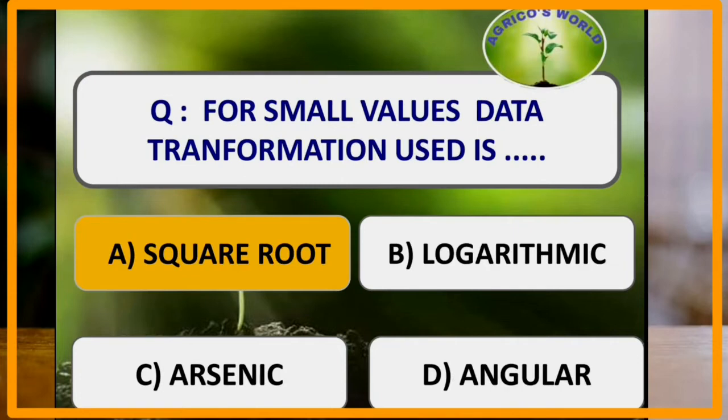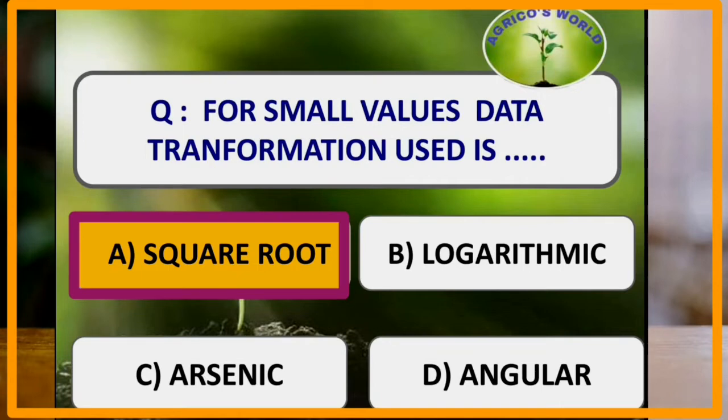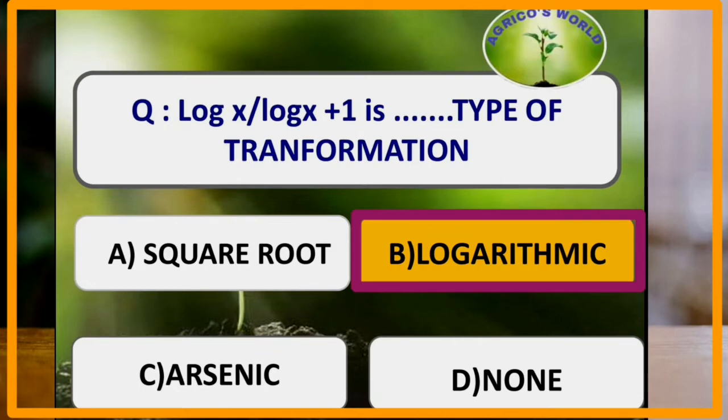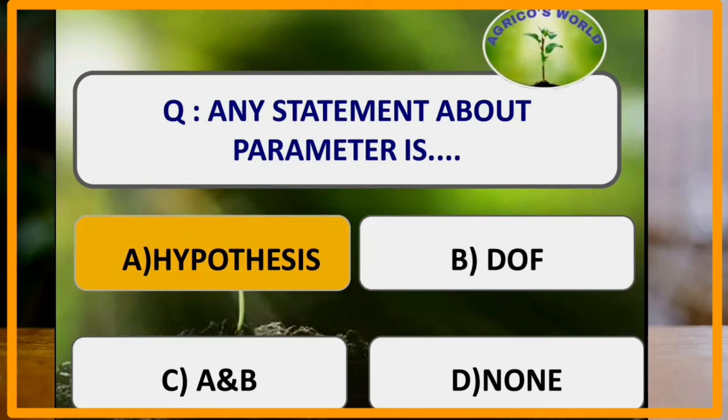What is the transformation used for small values of data? Square root transformation is used for data having small values between 0 to 10, and square root transformation is also used when the data follow Poisson distribution. Log x or log x plus 1 follows which type of transformation? It follows logarithmic type of transformation, and this type of transformation is followed when the data is large and it is uncountable.